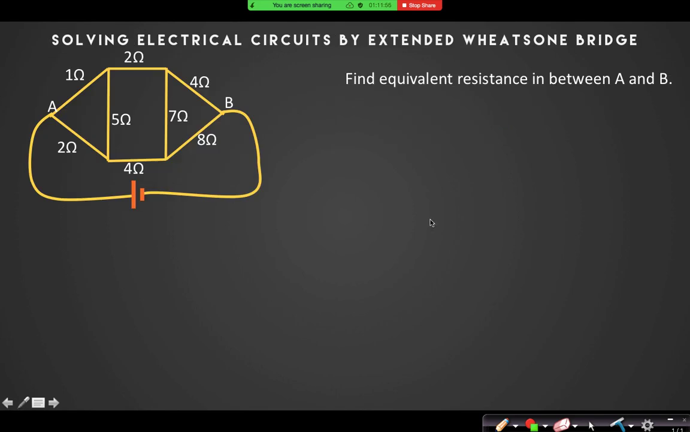Now look, there is one more thing that we have to understand. There is an extended Wheatstone bridge. What is an extended Wheatstone bridge? You can see here 1 by 2, that ratio is equal to 2 by 4, that ratio is equal to 4 by 8. So in this case, when you find an extended bridge, it can continue.